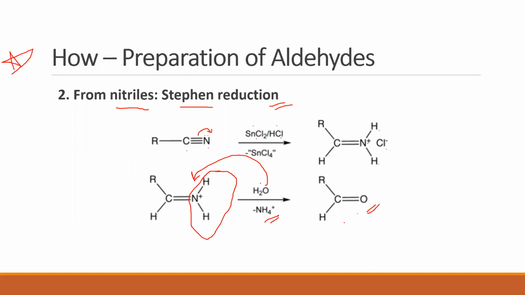Super. I want you to take a homework here. I want you to prepare ethanal. Ethanal: Eth means two carbon atoms, so this is an aldehyde which contains two carbon atoms. Ethanal is also called acetaldehyde. That is the common name. The common name of ethanal is acetaldehyde. I want you to prepare acetaldehyde using Stephen's reduction.